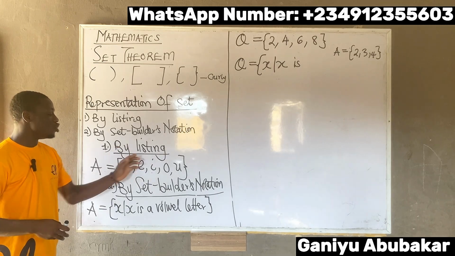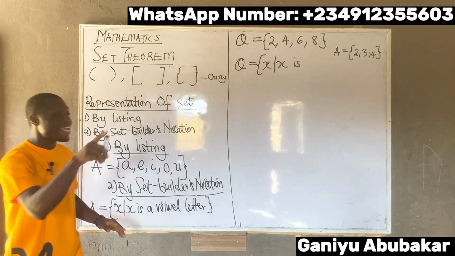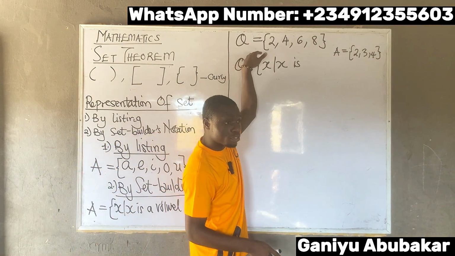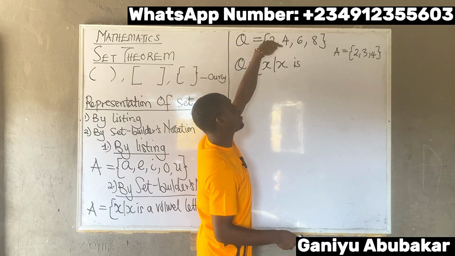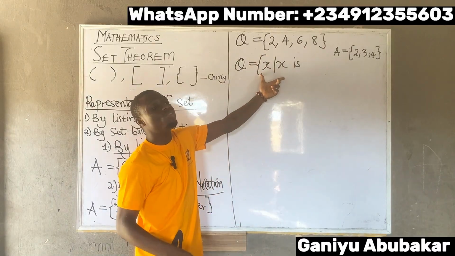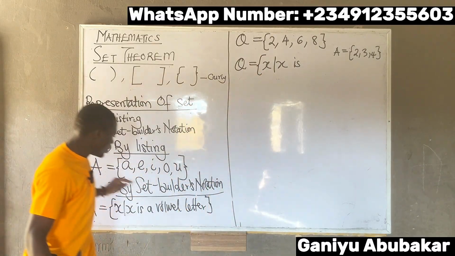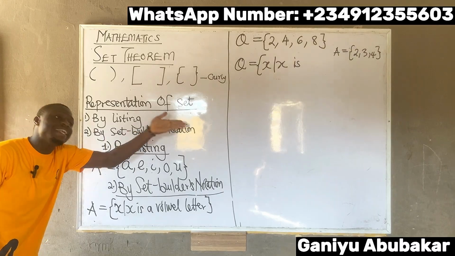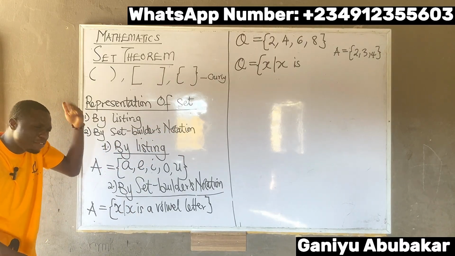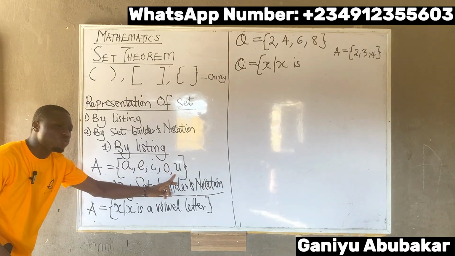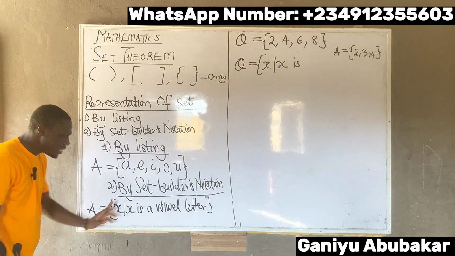For by listing, you are mentioning them out. So I gave you this question in form of by listing. I said convert this one now to set builder notation. A E I O U was in by listing form. So by set builder, I know I have read before that A E I O U is a vowel letter. You are describing it.